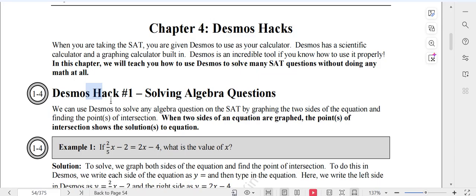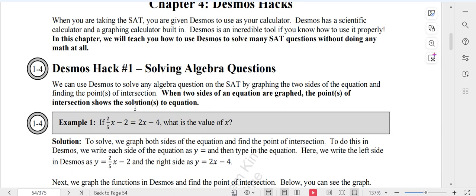So today we will do Desmos hacks. Desmos has a scientific calculator and a graphing calculator built in. Desmos is an incredible tool for your ACT, especially if you know how to use it properly, even to solve many SAT questions and hard equations. So I can say definitely, Desmos just saves your life.